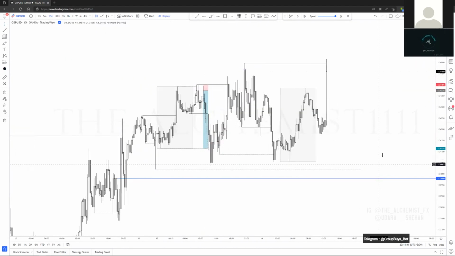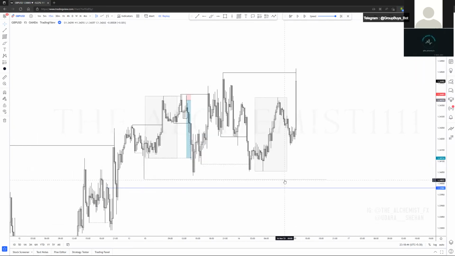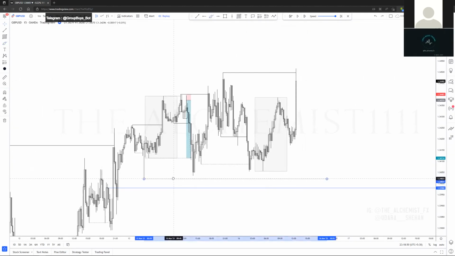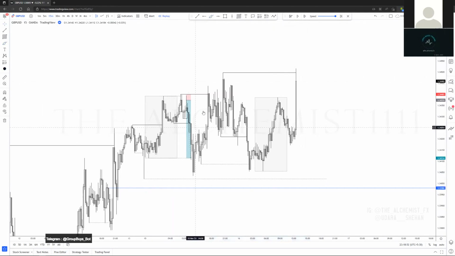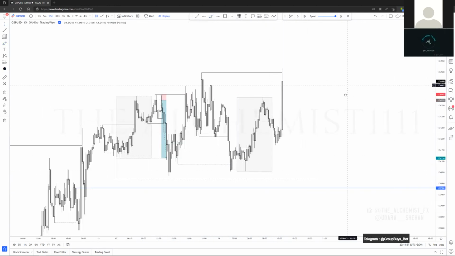So I told you, a high quality point of interest will always have liquidity above it. So here we have a very high quality zone. Can you see how they're building up? Can you see the story now? For 2 days, almost 3 days, they built up this liquidity for this. Now let's wait.